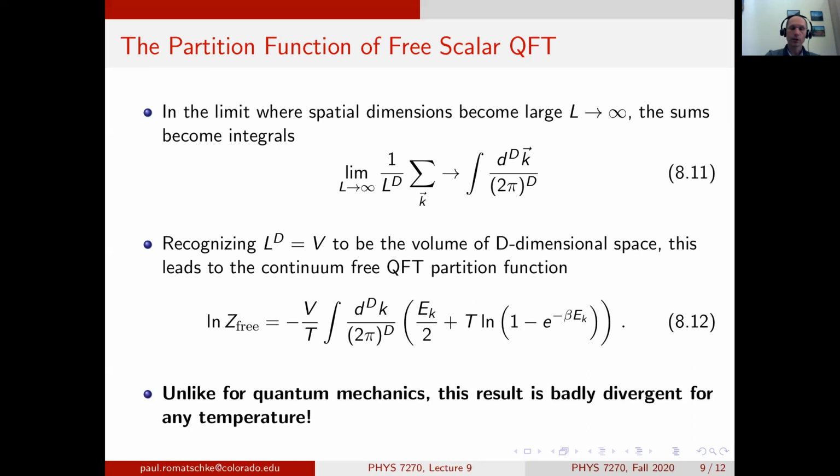The problem with this expression, even though it's exact, is that it's badly divergent. You can see that this integral here, if we set, for instance, d to 3, so we think about 3 space dimensions, then we have an integral over k. This E_k here goes like k for large values of k. So we have something that is the third integral d^3k of k that is not a convergent integral. And that's the case for any value of the temperature.